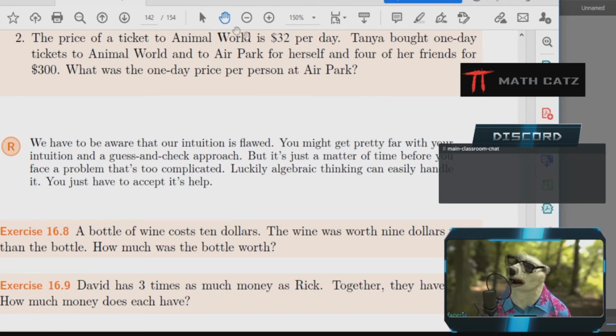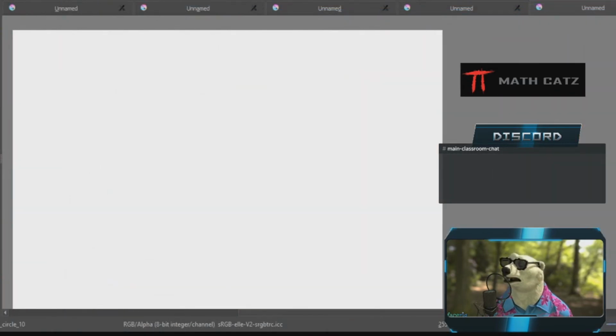Now, you can maybe guess and check your way through this. Maybe. But it doesn't seem like a very efficient way to go. The numbers might not be very pleasant. Ticket price could be weird. It could have cents in it. I don't know. And guessing could take forever. So I don't want to do that.